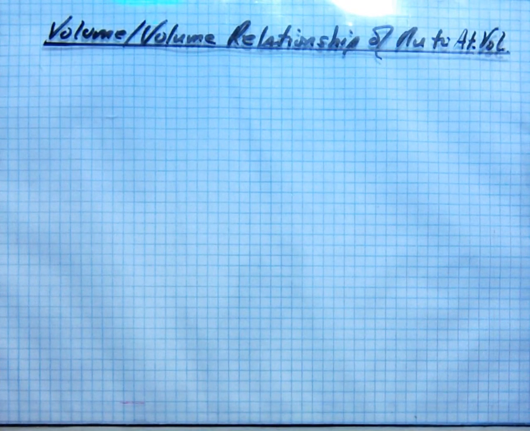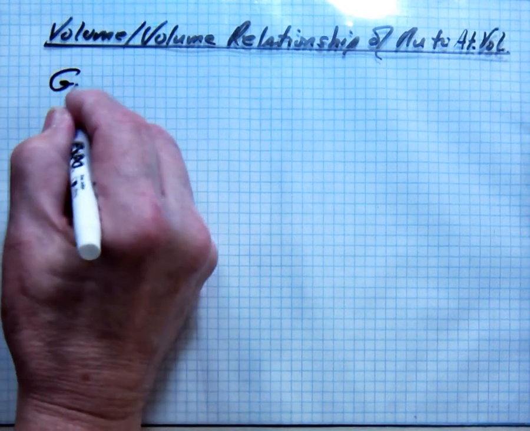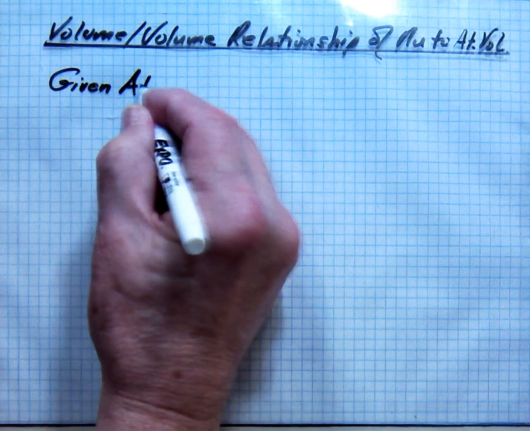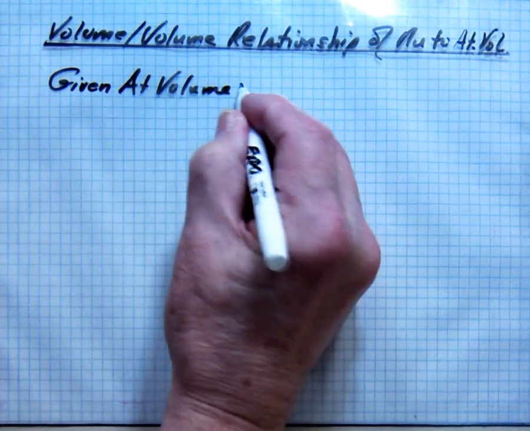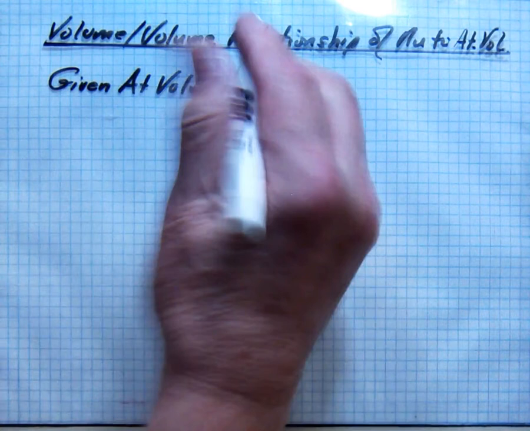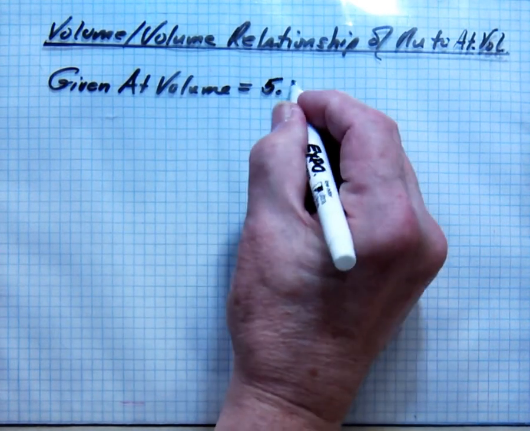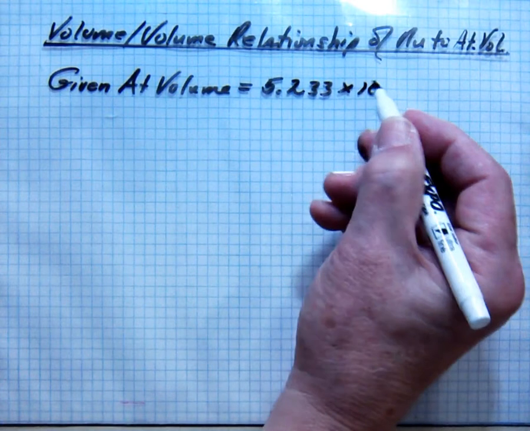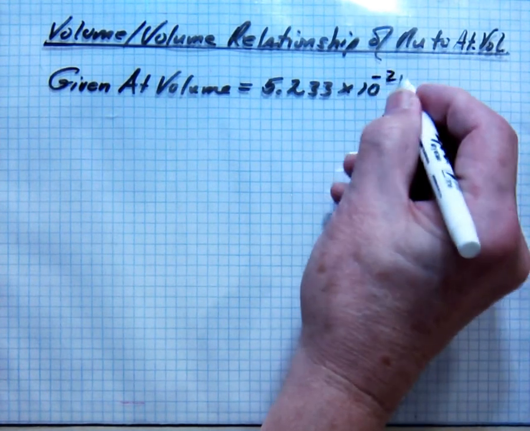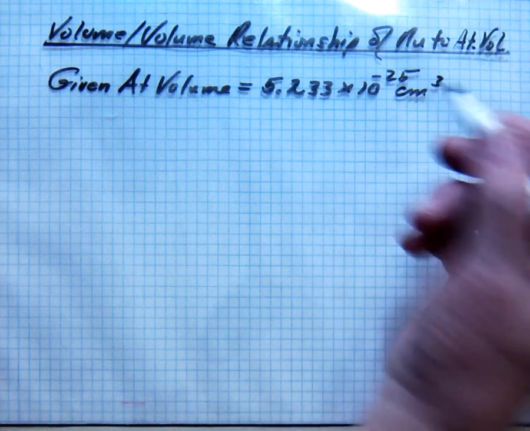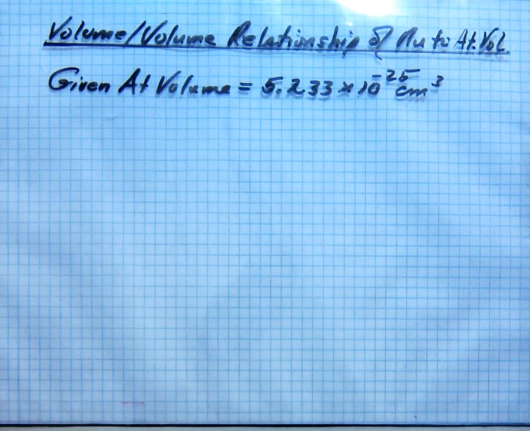So now we want to take problem 3 and look at how many nuclei can be stuffed, so to speak, in one atomic volume. How many atomic nuclei would be required to fill a spherical volume of 5.233 times 10 to the minus 25? So we're given the atomic volume equals 5.233 times 10 to the minus 25 cubic centimeters. And we have to calculate the nucleus.